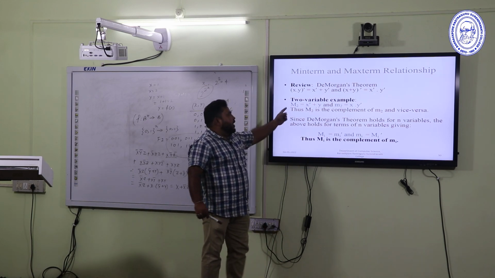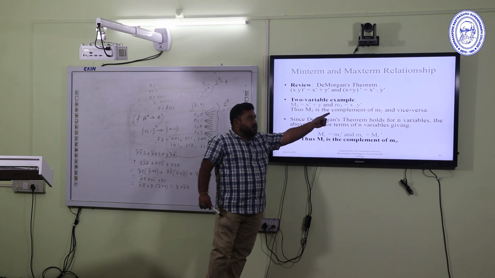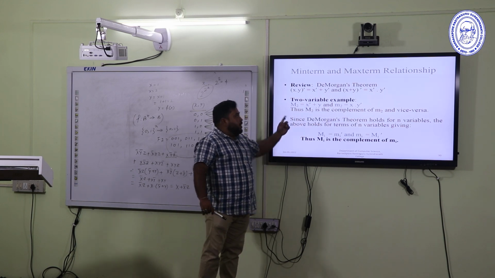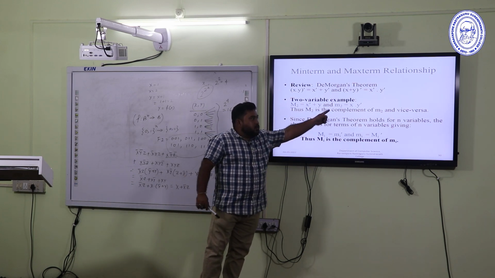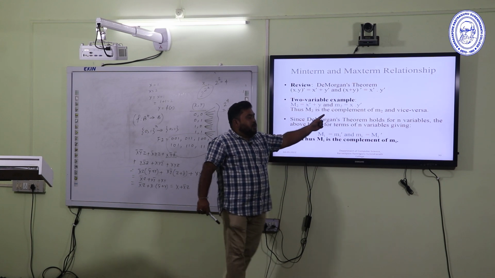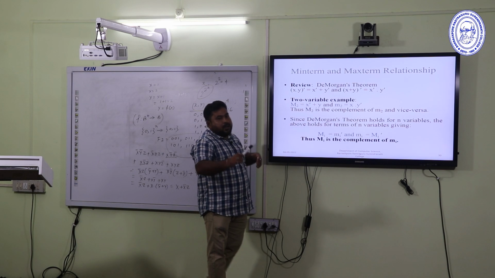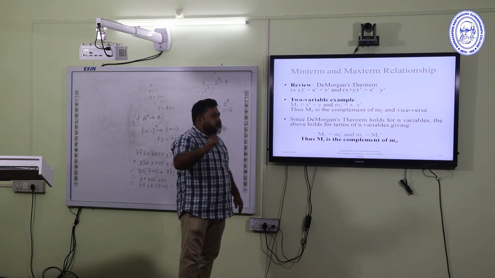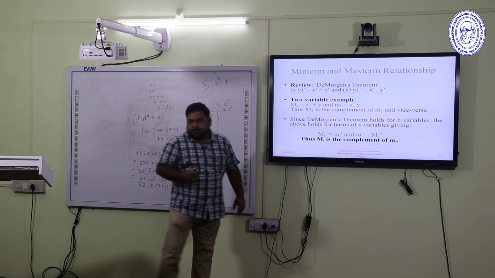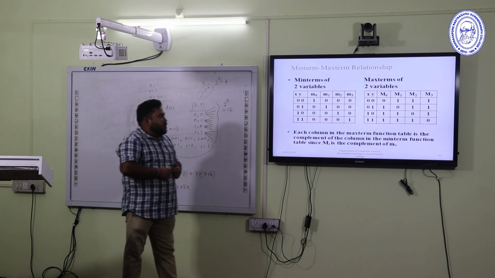That means if we take an example, m2 is equal to x prime y and M2 is equal to x plus y prime. If we complement M2, we get this m2, and if we complement this m2, we get this value. So that means min term is the max term's complement, and max term is the complement of min term. So this is an example.